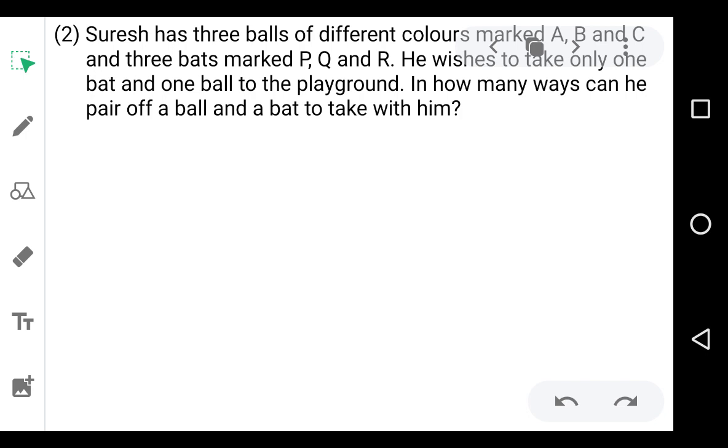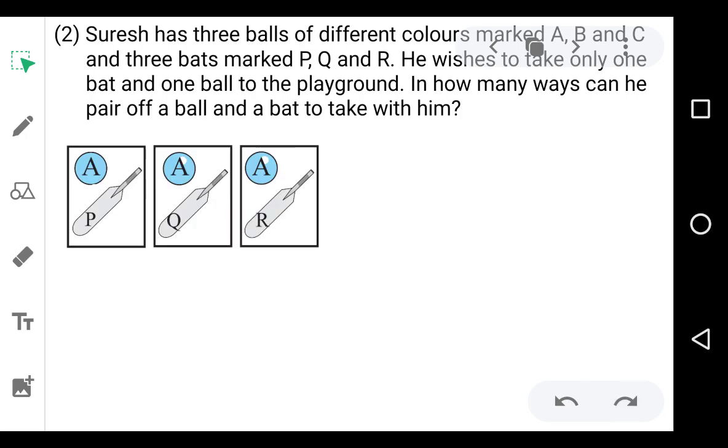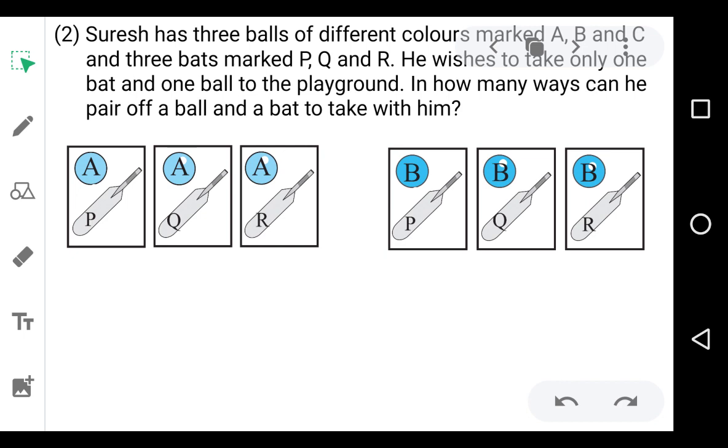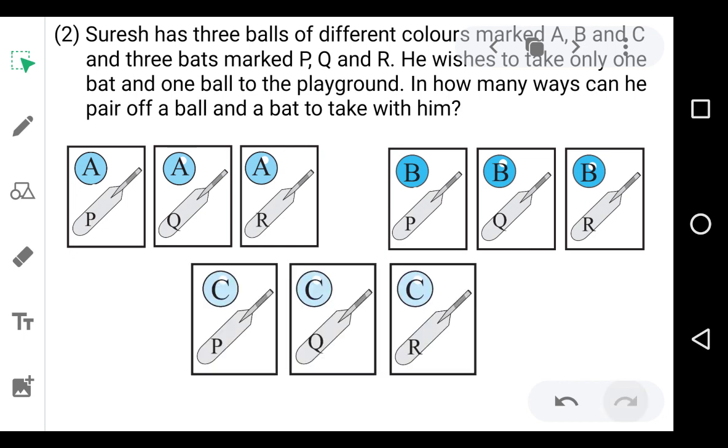So first we make a pair. See, first we make a pair, ball A with bat P, bat Q and bat R. Now we make a pair, ball B with bat P, bat Q and bat R. Now make a pair of ball C with bat P, bat Q and bat R. See here, ball A pairs with bat P, Q and R, B with P, Q and R, C with P, Q and R. So how many different pairs have been shown here? 9 pairs. Now see the next one.